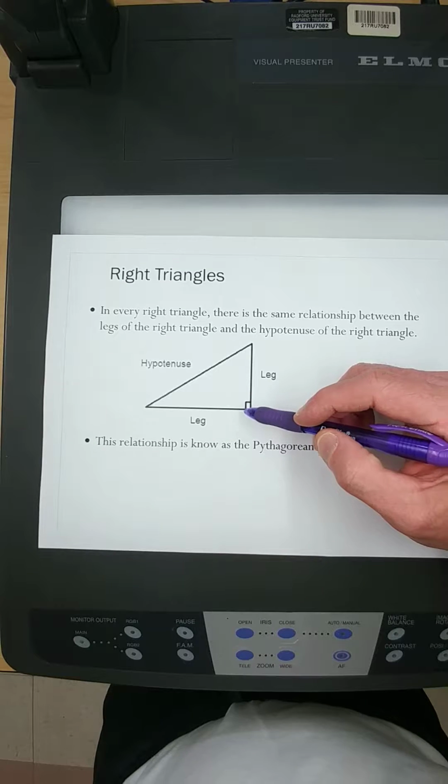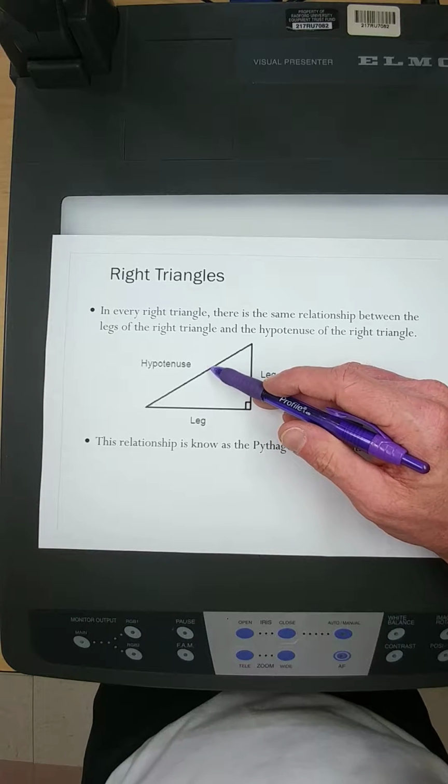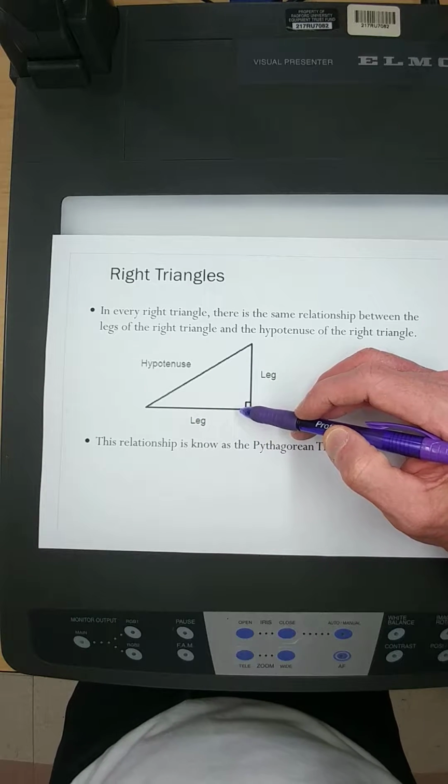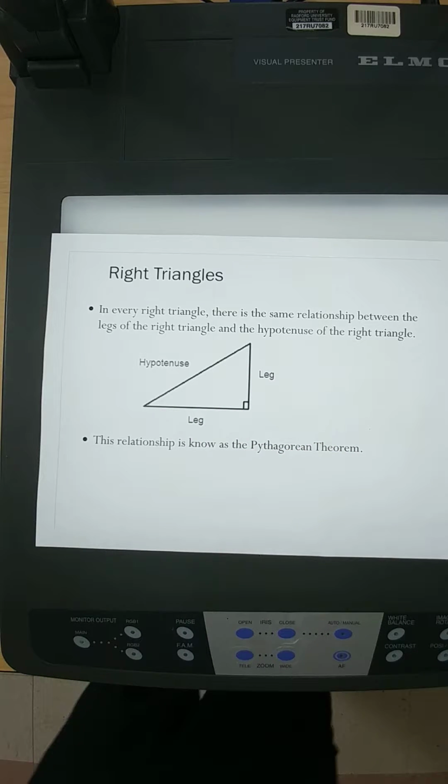The longest side, which is opposite, directly across from the right angle, is the hypotenuse. And then the other two sides are the legs that are opposite the two acute angles of the right triangle.